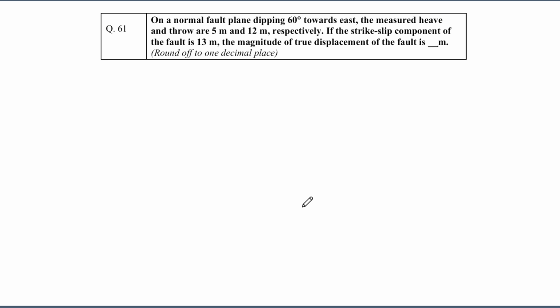Hello everyone. This is one more interesting question related to structural geology that came in GATE 2025. I'm going to explain this question and what we should do while answering these questions. I will also explain that. And if you have any question apart from this, you can ask.